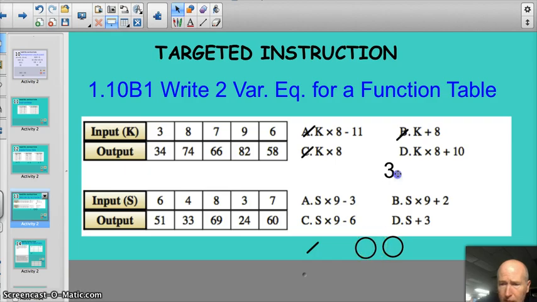So our correct answer here is D. And I worked backwards to solve that. So don't forget that strategy. That's a good one. This one here, 6 to 51, 4 to 33, I have no idea.